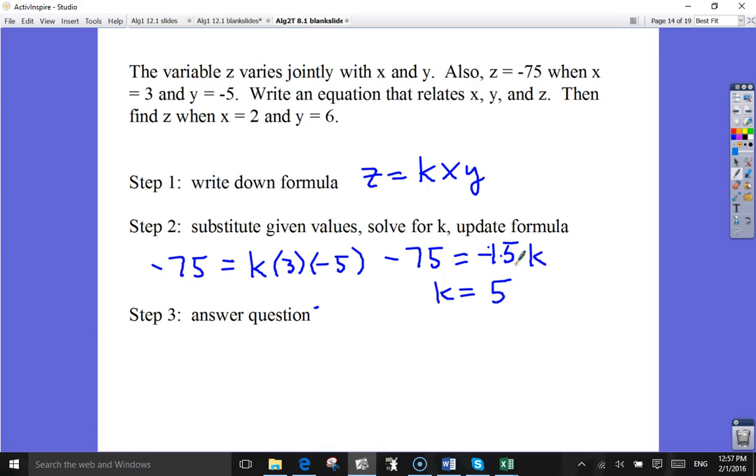So here's our equation: Z equals 5XY. So we can answer the question, find Z when X equals 2 and Y equals 6.